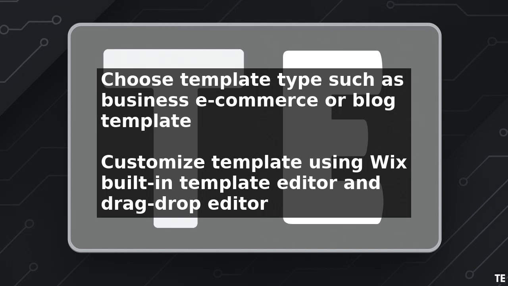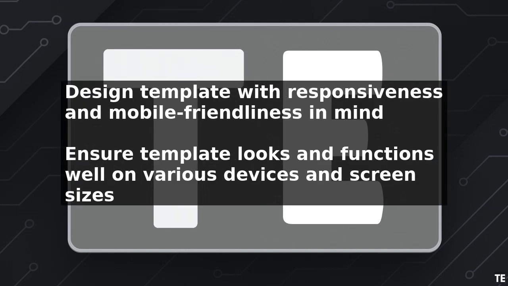To create a template from scratch, start with a blank page and add the necessary elements, such as text, images, and videos. Use Wix's drag and drop editor to arrange the elements on the page and customize the layout. Add interactive elements, such as contact forms and social media links, to enhance the user experience.